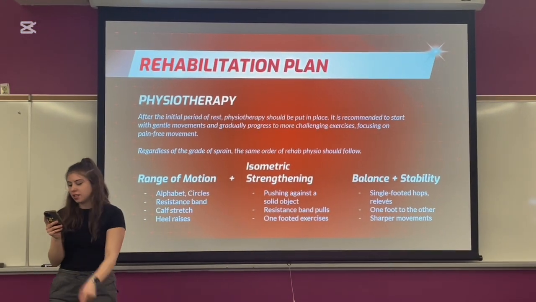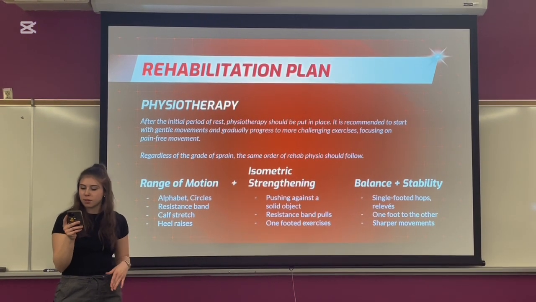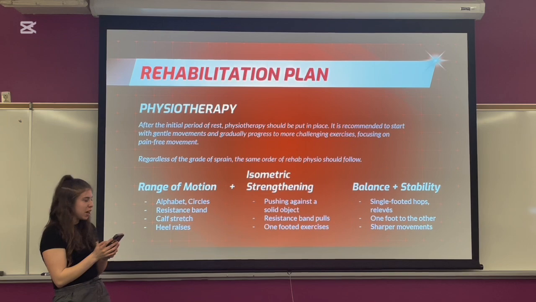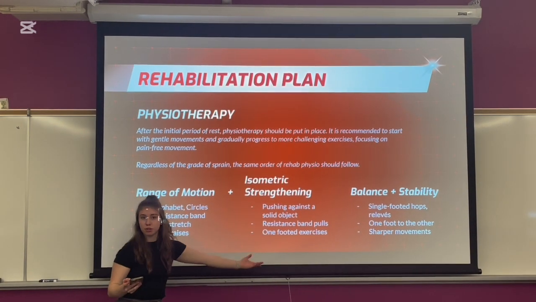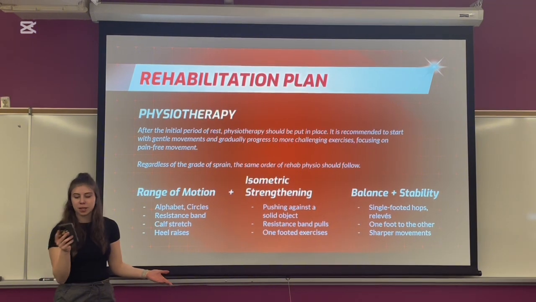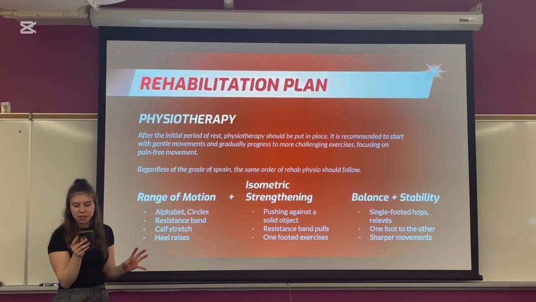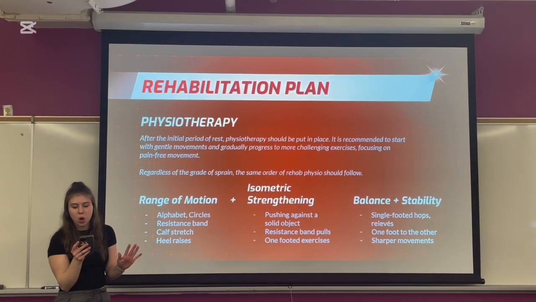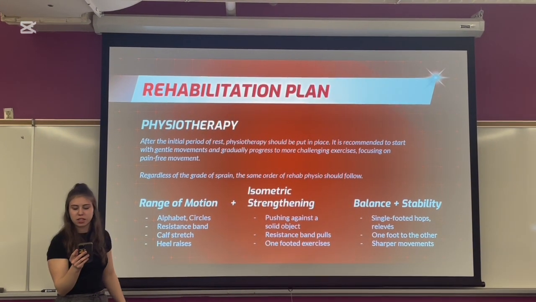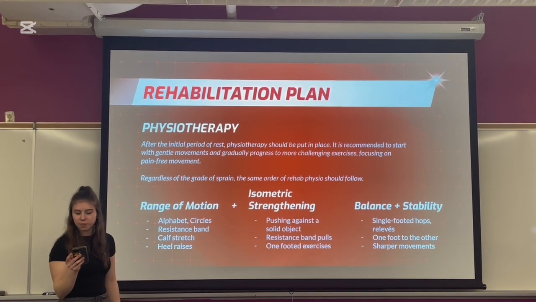Exercises are important as they help to reduce stiffness and improve circulation. You want to be doing them at the same time as isometric strengthening exercises. What does isometric mean, you ask? It means contracting the muscles against a static resistance without any movement in the joint. Pushing your ankle against a flat object like a wall.